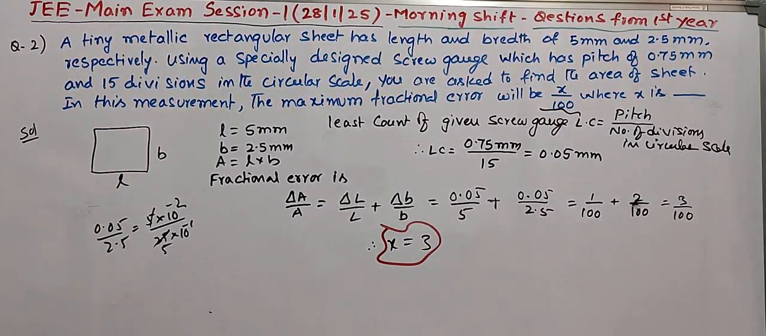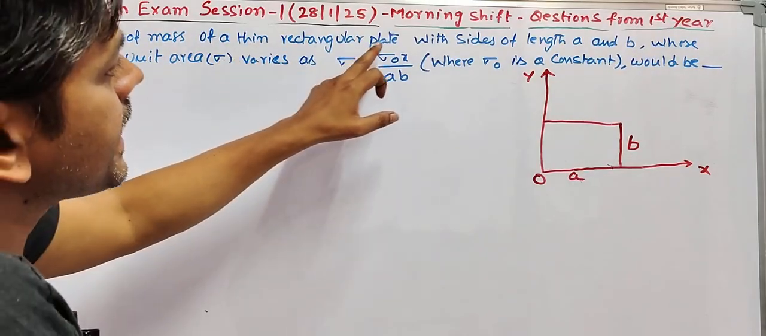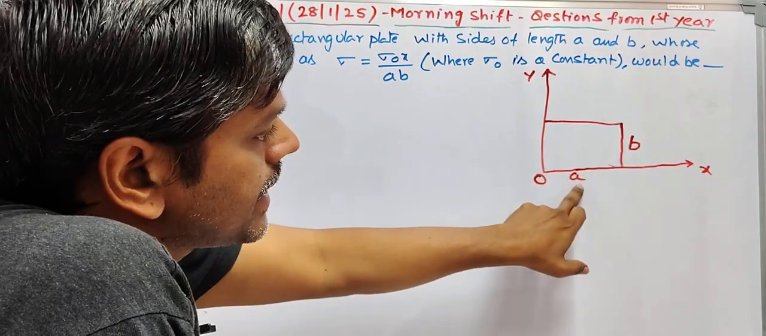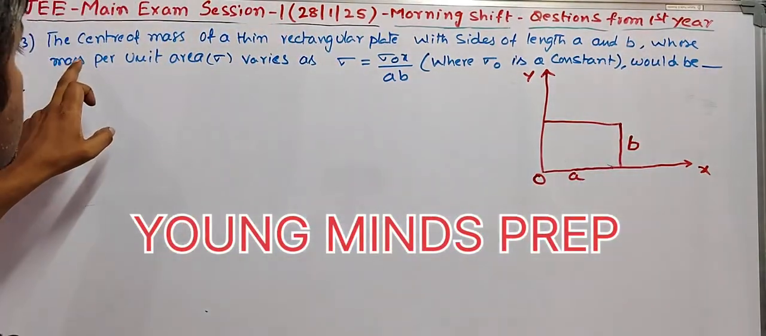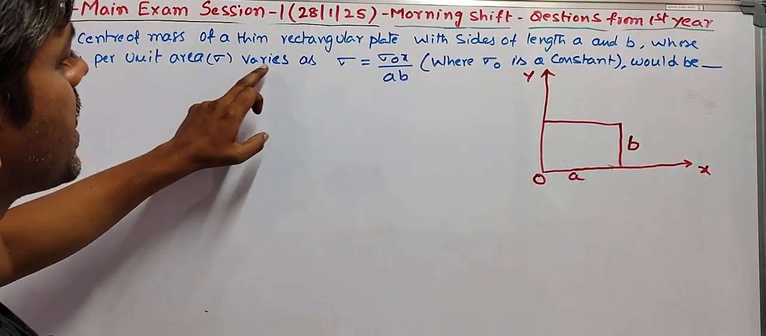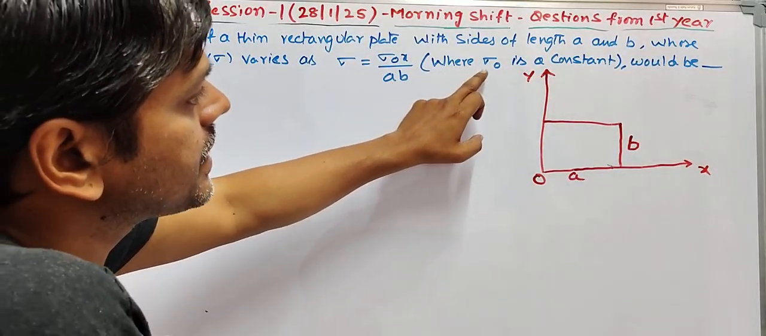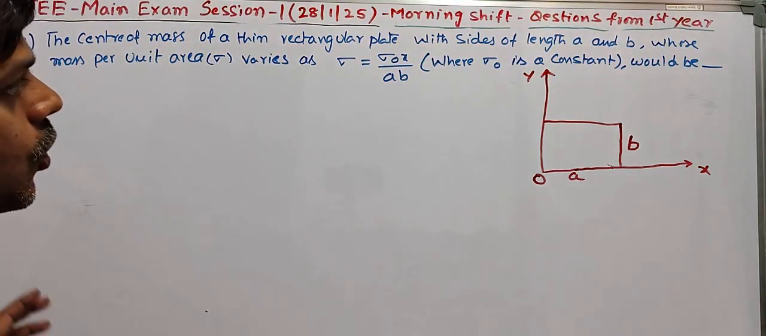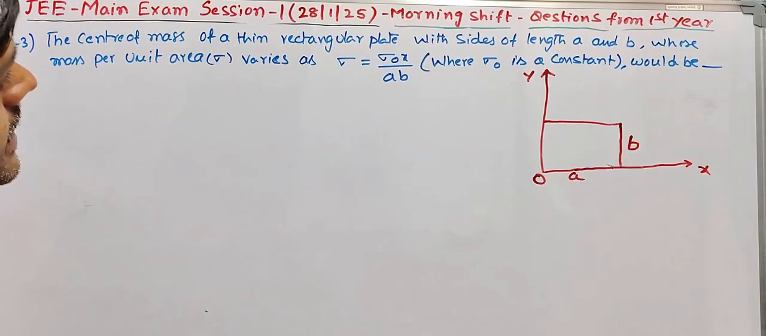Okay, right. The third question. The center of mass of a thin rectangular plate, sides of length A and B. This side A, okay, length A and side B, whose mass per unit area sigma varies as sigma is equal to sigma naught x by AB, where sigma naught is a constant. So what are the coordinates of the center of mass? Okay, so you want to calculate center of mass of this rectangular plate.